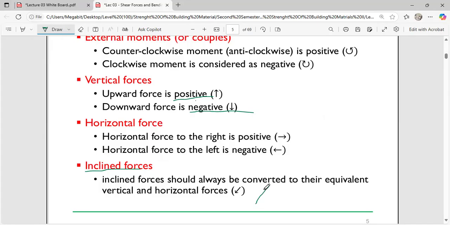For inclined forces, we said inclined force should always be converted to their equivalent vertical and horizontal forces. That is using the what? Trigonometric rule. Okay. So if the force is inclined, you have to assume a partial line. That is going to help you get your opposite and your adjacent, to be able to use your SOHCAHTOA to calculate for that.